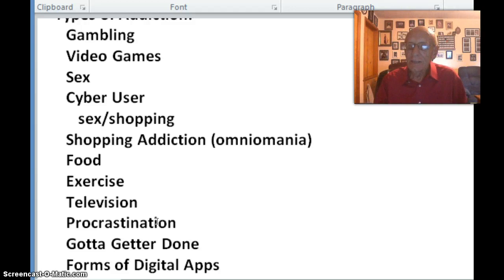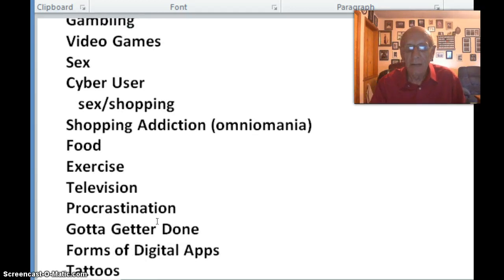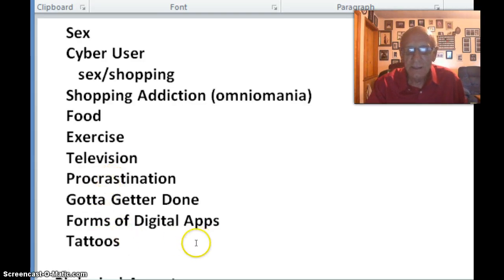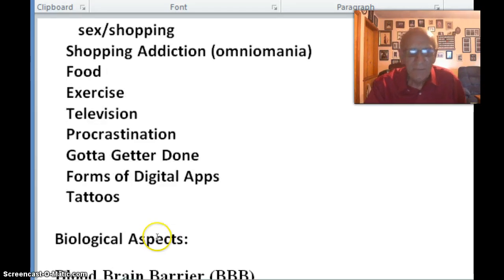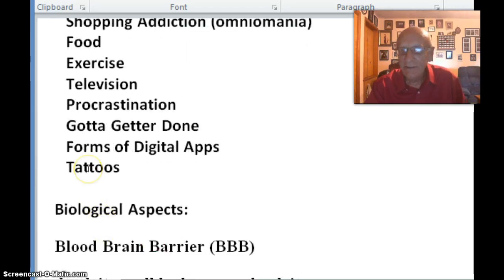And then there's some people that go out and they just have to get it done. I mean, you give them an assignment. Oh, my word, I have to get that done. All types of forms of digital apps. Games, video games, cell phones, Facebook, and it just goes on and on and on. And then we have the greatest game of all, which is called Sakai. Okay, then we have tattoos. Was told that tattoos was an addiction.